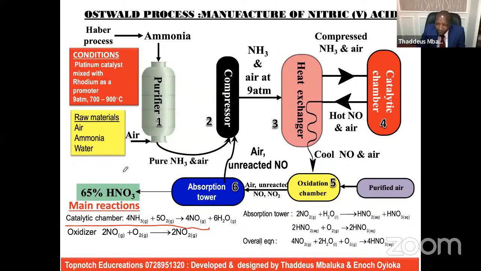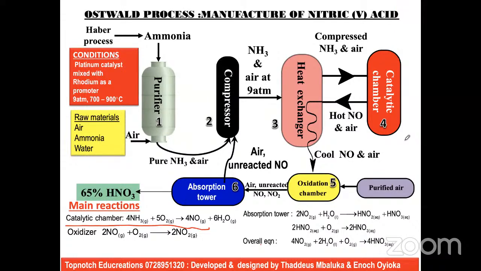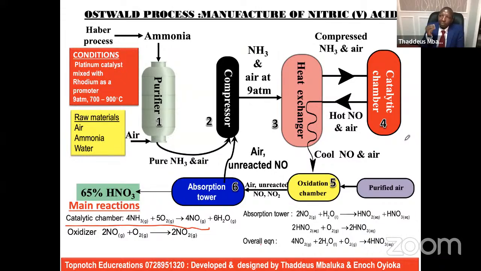When it is formed, the hot nitrogen 2 oxide is taken to the heat exchanger for cooling. Remember, you cannot produce nitrogen 4 oxide when the temperatures are very high. The reaction here occurs at a temperature of about 700 degrees Celsius. Those are very high temperatures, maybe the temperatures you would experience in hell. With that kind of scenario, nitrogen 4 oxide cannot be formed at a temperature of about 800 degrees Celsius.